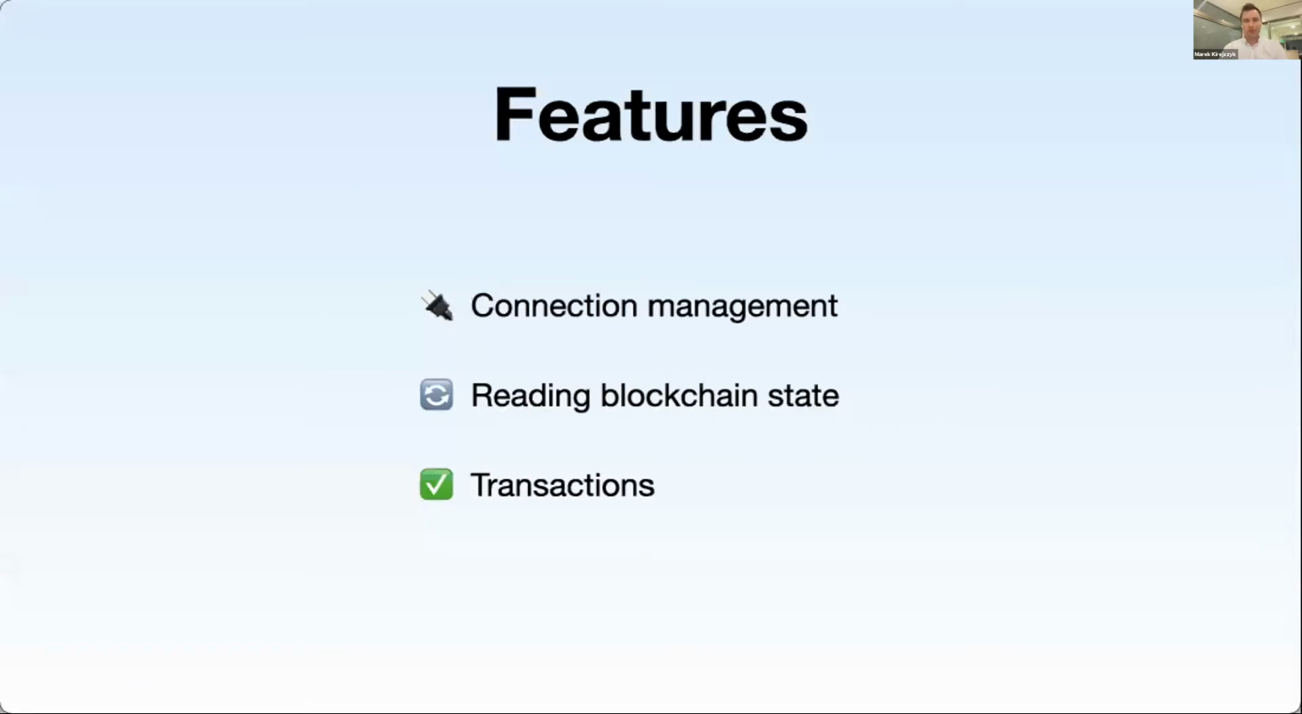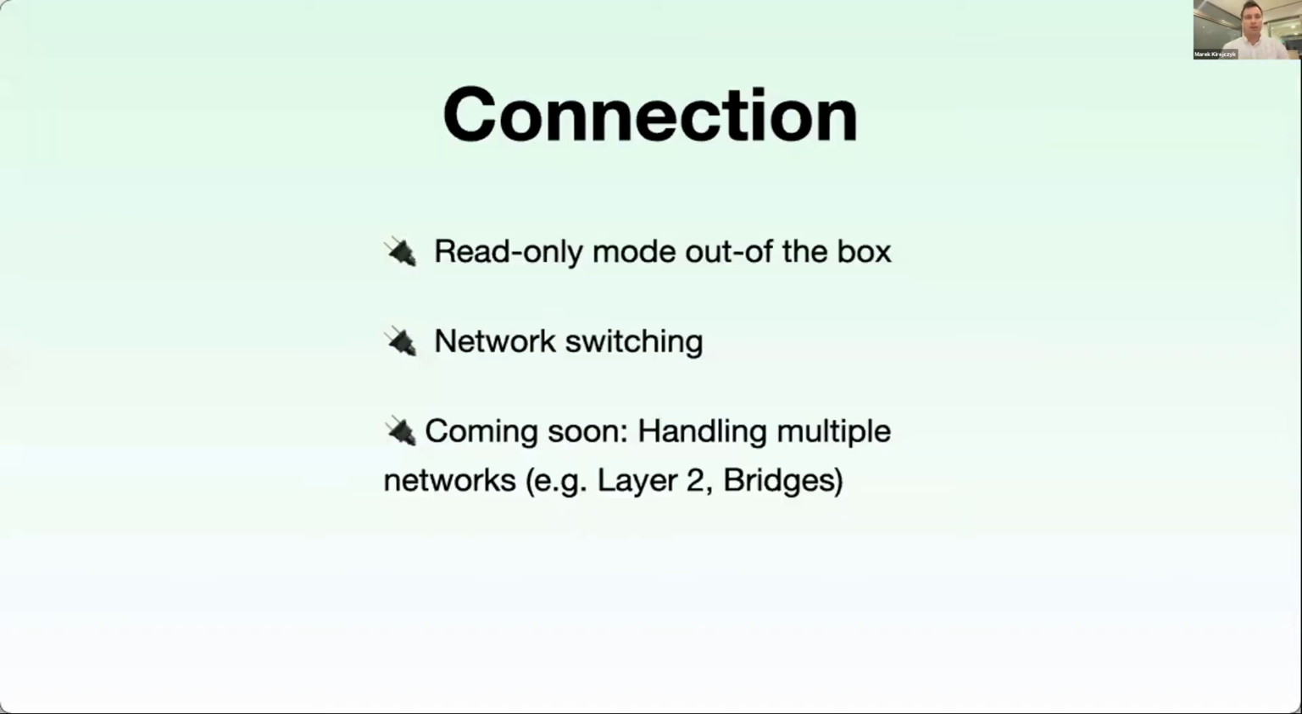So without further ado, what are the features? We really have three major features: connection management, reading blockchain state, and transactions. And we really don't want to make it much more than that. We just want to do those three things and do them really, really well. There will be some plugins. There are already some plugins, so there are other things that you can do with useDApp, but this is really the core stuff that we want to support, that we're already supporting, and that we think should be done really, really well, because that's what the apps are all about.